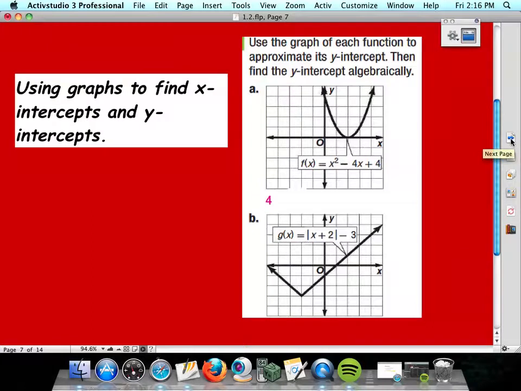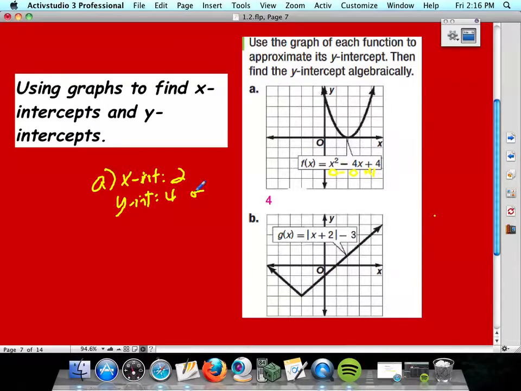So in part A, the x-intercept looks like it's at 2. So I'm going to put x-intercept at 2. The y-intercept looks like it's going to be at 4. It says to prove that algebraically. The y-intercept is really easy because you just put 0 in for x. If I put a 0 in for x, that would be 0 minus 0 plus 4, which is 4, which is what I put.